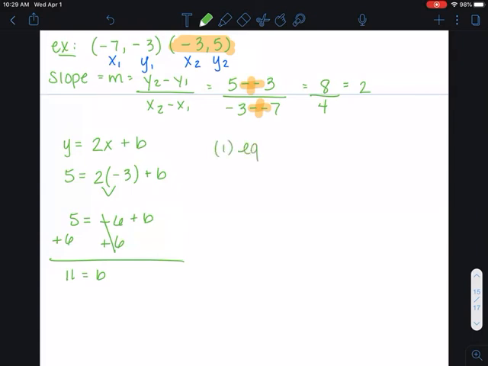So I'm going to come up here and do the equation. We have our slope, we have our y-intercept. So y is equal to mx plus b.